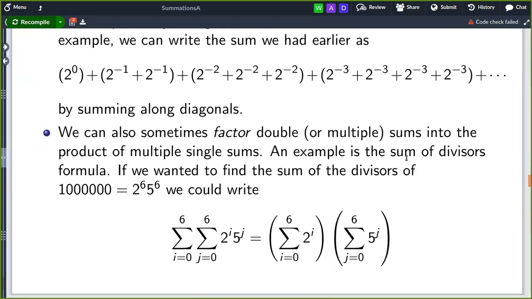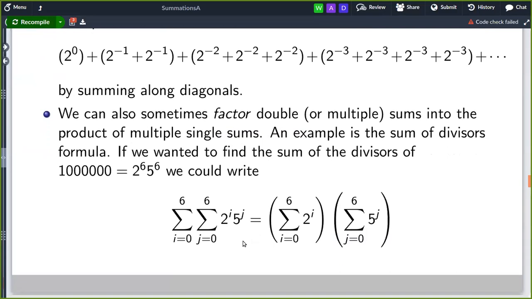So the sum of the divisors formula is an example of factoring a double sum. So if you want to calculate the sum of all the divisors of 1 million, then we have this double sum on the left-hand side, which encompasses all divisors of a million. All divisors of a million are 2 to the power of some number from 0 to 6 times 5 to the power of some number from 0 to 6. But now we can separate these two components. We multiply the sum of all the powers of 2 by the sum of all the powers of 5, and we get the sum of all the powers of 2 times the powers of 5.